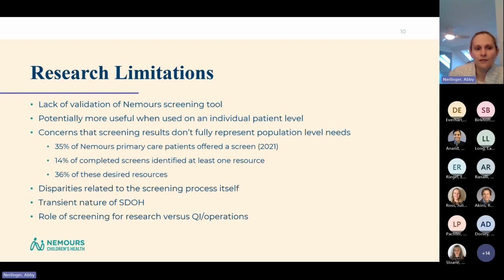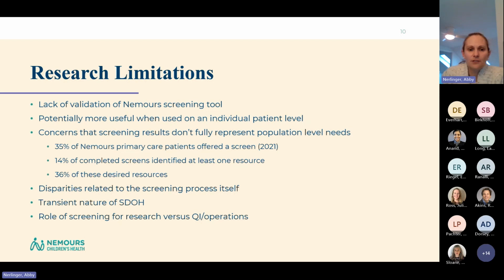Only 35% of Nemours primary care patients were offered a screen, and these are a little bit older results. That number has expanded more recently. And then of the screens that the family actually completed, only 14% identified at least one, I'm sorry, it should say resource, but at least one need. And then only 36% of families desired resources. So think about how that may affect the interpretation of your results versus whether you want to focus on only pulling patients who have a social determinant screen completed.